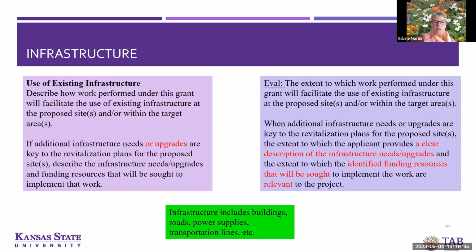And then if you need additional infrastructure needs or upgrades, for example, you want to refurbish a sidewalk or gutters, or a street needs to be realigned, or you anticipate more traffic and need to resurface it, this all can go into this. And then you need to describe how you will fund this. And here on this side, you see how your response will be evaluated: a clear description of the infrastructure needs and upgrades, and identifying funding resources that will be sought, so you don't need to have firm commitments. And of course, everything needs to be relevant to the project.